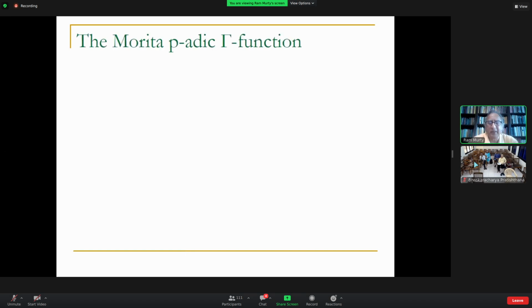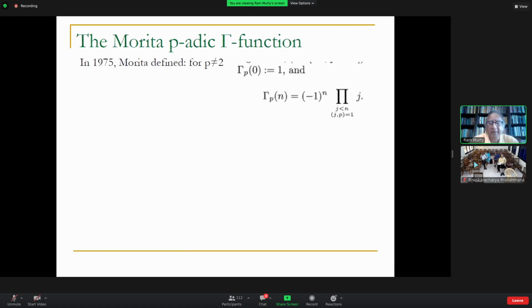So this is what's called the Morita p-adic gamma function. Morita defined in 1975 the p-adic gamma function as follows. The value at 0 is 1, and the value at n is minus 1 to the n times the product of the j's, j less than n, j coprime to p. So before we didn't have this minus 1 to the n, but now we see why we need to put that in, because of that condition 5.1 we need to check.